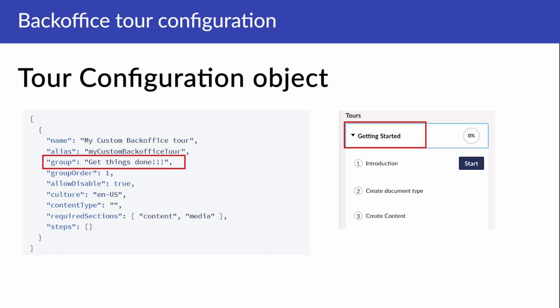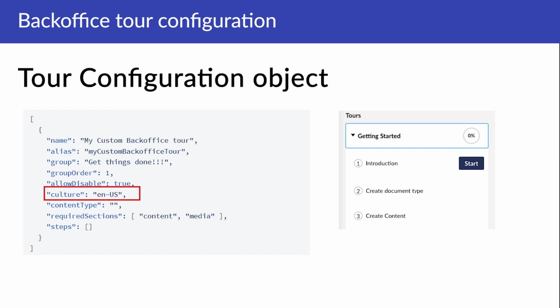Then we have the group property. This is used to group related tours in the help drawer under a common subject. We then have group order. This is used to control the order of the groups in the help drawer. This must be an integer value. We also then have allow disable. This is a Boolean value that indicates if the don't show this tour again option should be shown on the tour steps.